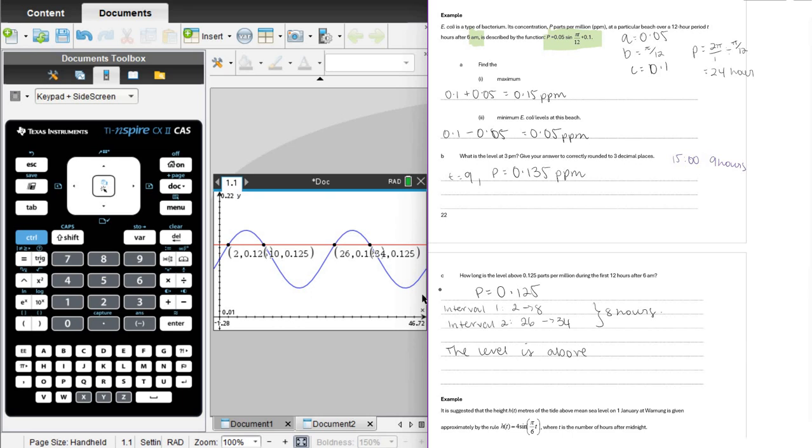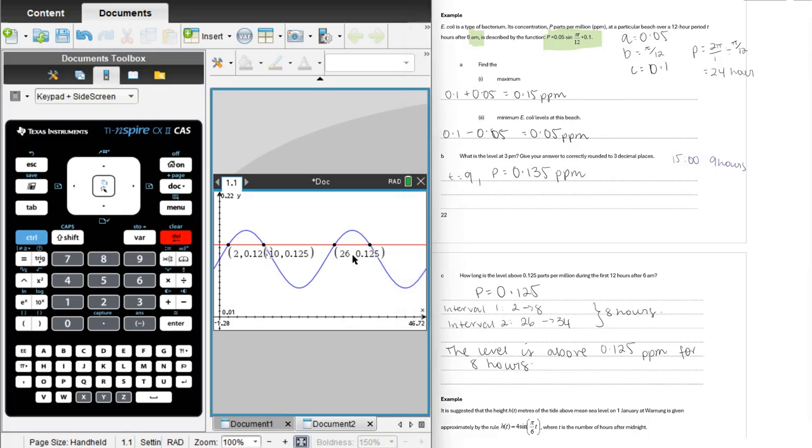Now, in this case, because we're actually only looking at the first 12 hours, we actually have to discount that second 8 hours that I found there because our graph should have ended after 12, so after x equals 12. All right, obviously with 26 and 34 being greater than 12, it is just that first interval, so the level is above that 0.125 for 8 hours. So don't slip up like I just did where I forgot about the domain that we were given, okay? But that's how you tackle that sort of question.